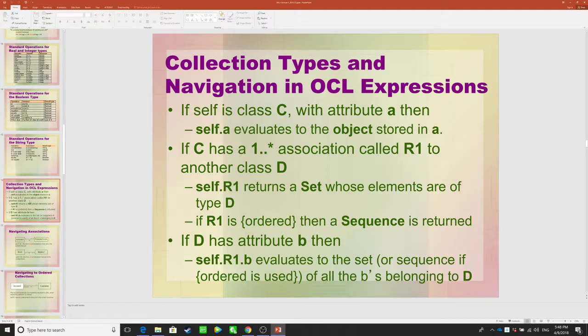1, 2, 3, 4, 5. Or maybe 5, 4, 3, 2, 1. Or 2, 3, 1, 2, 4. So, sequence. Yeah, so 1, 2, 3, 4, 5 and 5, 4, 3, 2, 1 are two different sequences, because they are ordered. Although the members belong to the same set, they're two different sequences because you have to pay attention to the order. So that means this relationship can be ordered.